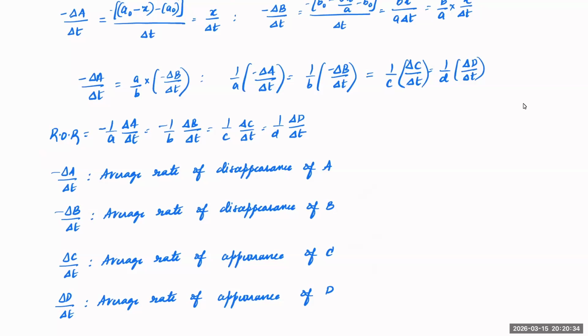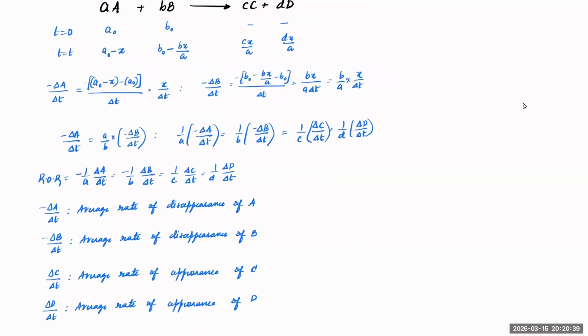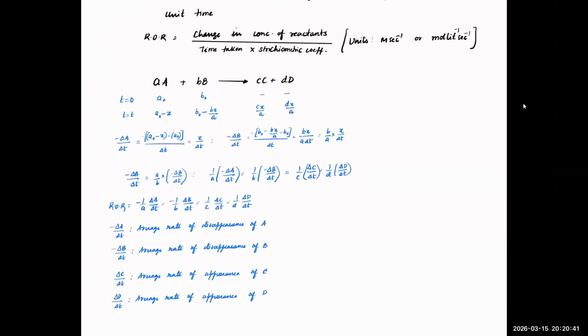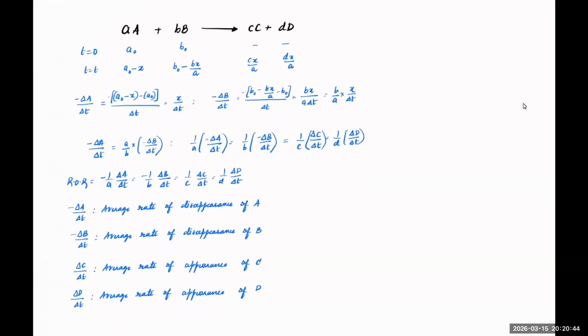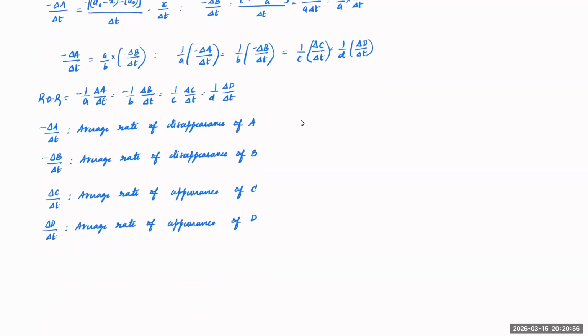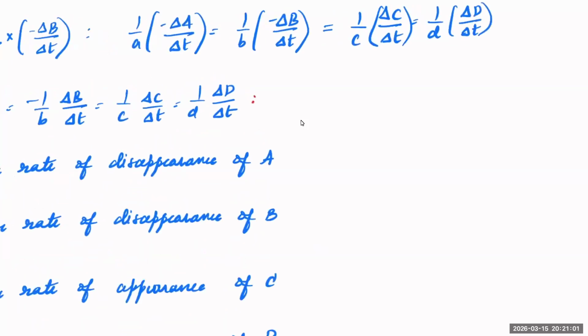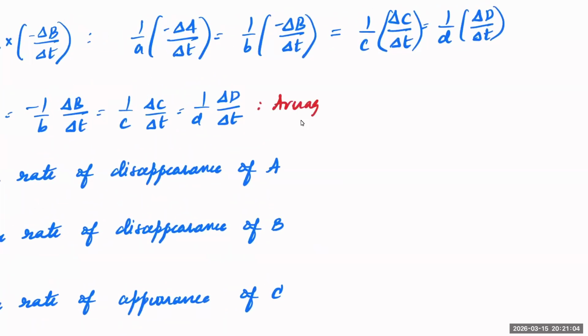All of you understood that? These are the average rate of disappearance of A, B, and appearance of C and D. Okay. So I hope all of you understood how the rate of the reaction is related to all the stoichiometric coefficients, as well as how they are related with respect to the rate of the reaction. Now, this is also called the average rate of the reaction.